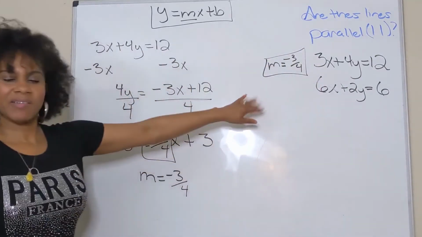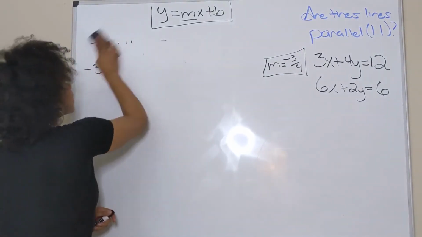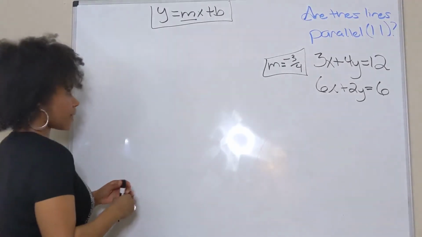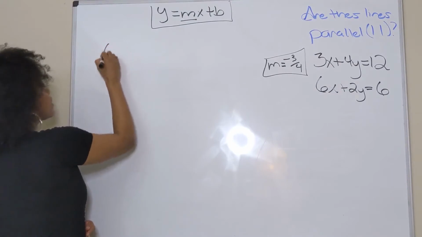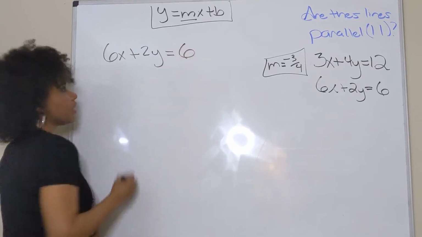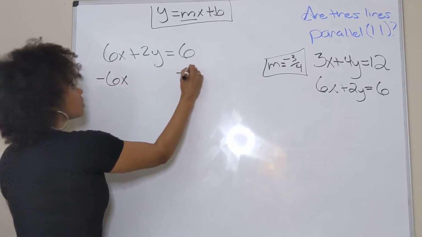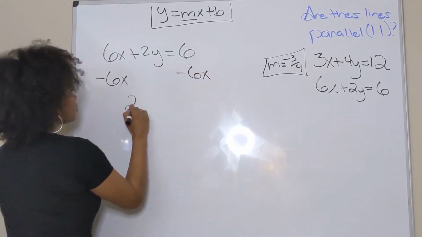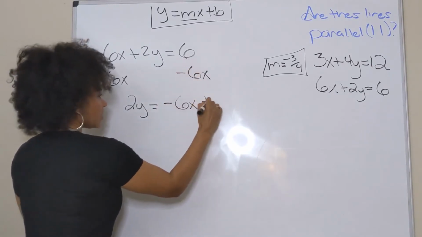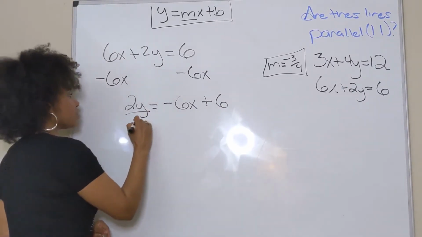Okay. I don't have enough space, so I'm actually going to just erase my first equation. And then I want to solve that second equation for y, or rewrite it in slope-intercept form. Okay, same process. Subtract 6x from both sides. I'm left with 2y equals negative 6x plus 6. That's a positive 6. All right. Dividing both sides by 2.